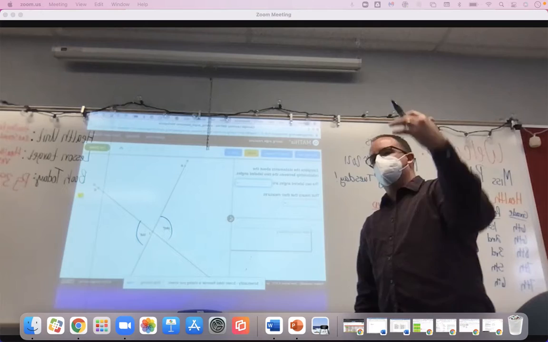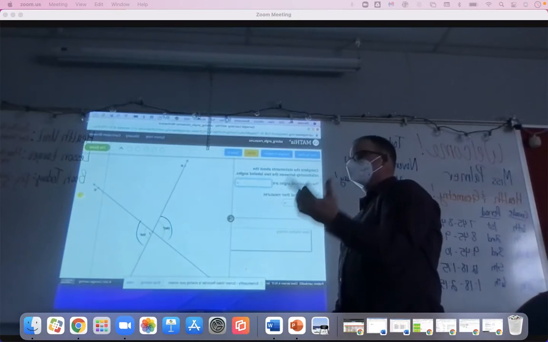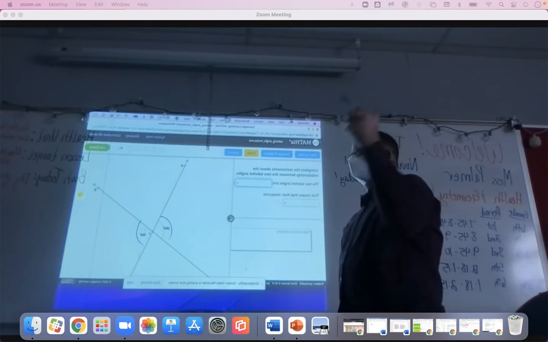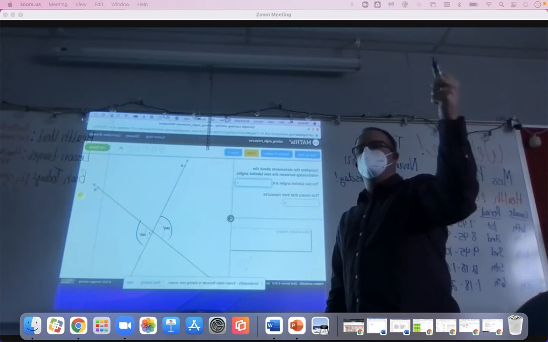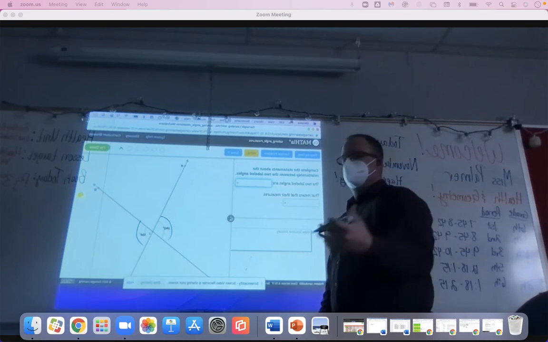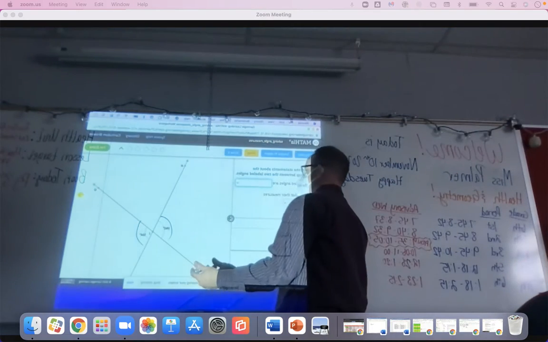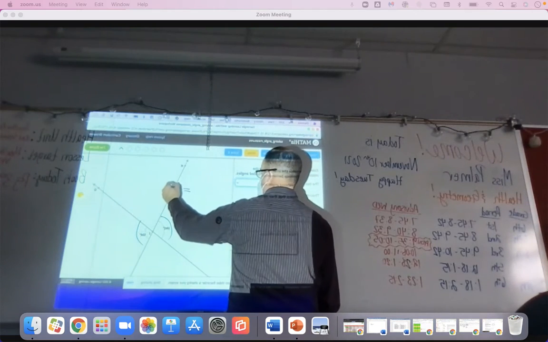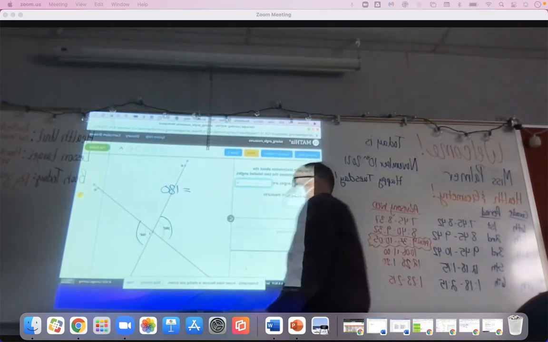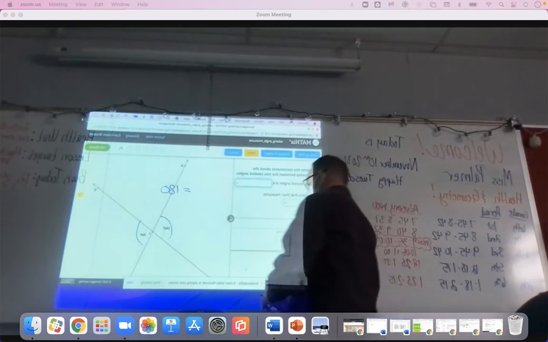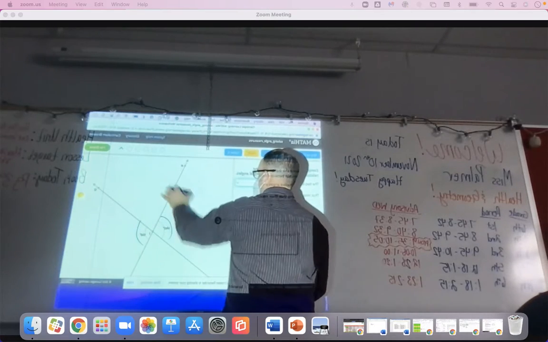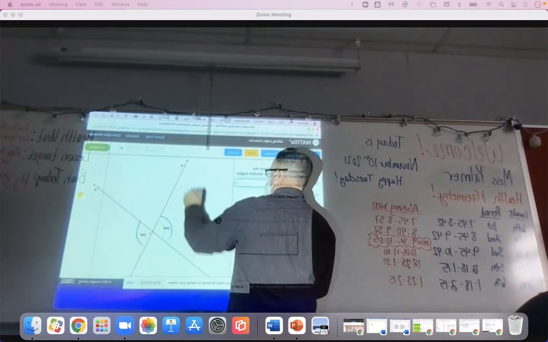What's true about vertical angles? They're opposite of each other, yes. They are congruent, yes. What does that mean about their angle measures? The same. They're the same. So is my equation going to have something like equals 180 over here on the right? No. What's my equation going to look like? Equal. 4x equals 104.